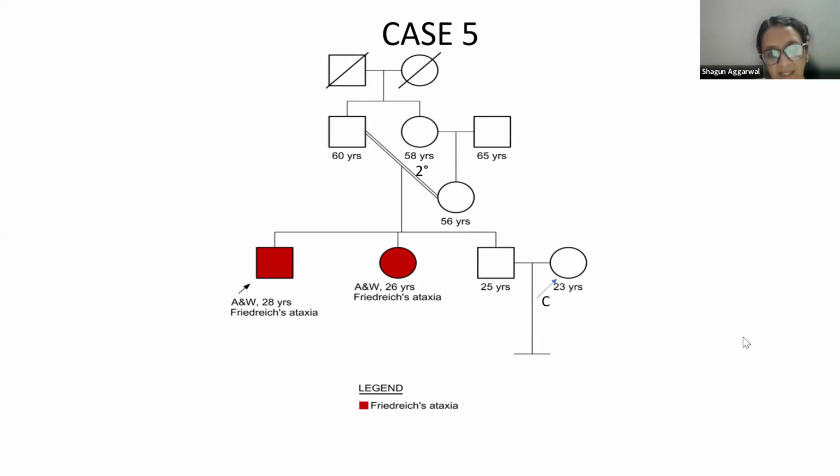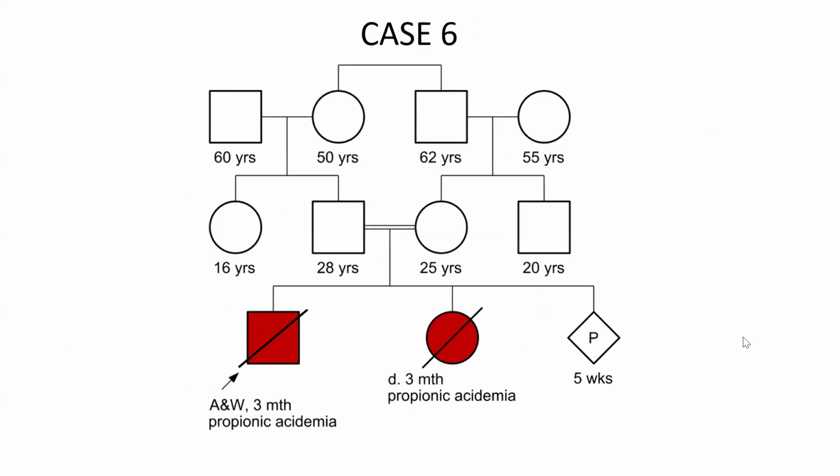So let's go to the next case, Dr. Rupa. Yes, ma'am. So this is a pedigree of a third degree consanguineous couple. As you can see, they are first cousins. That is, the husband's mother and the wife's father are both siblings.